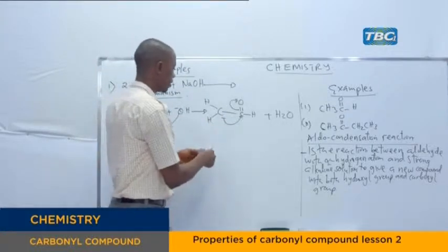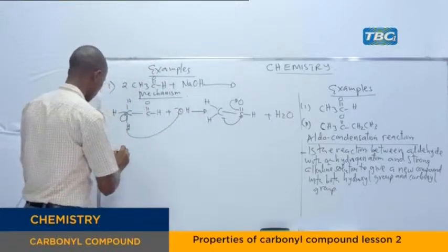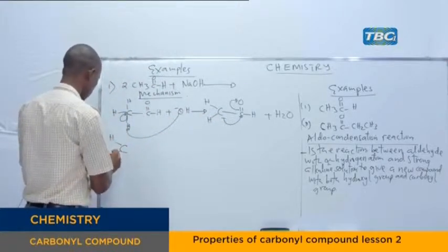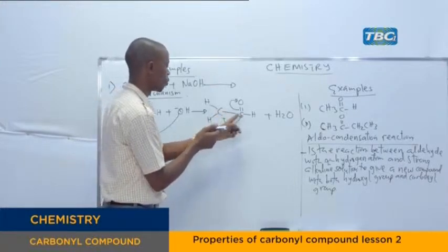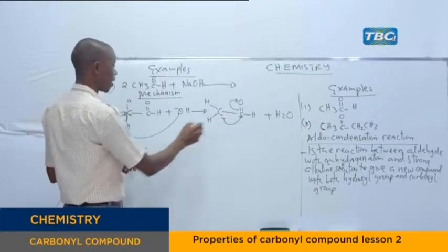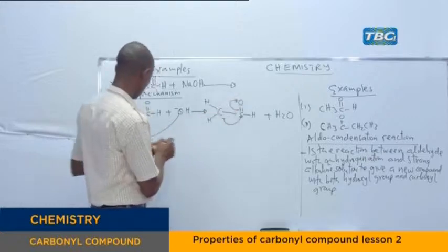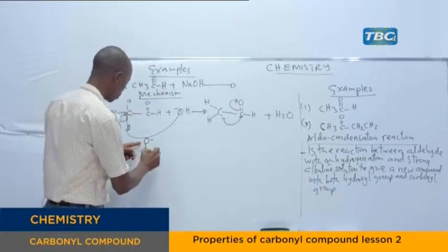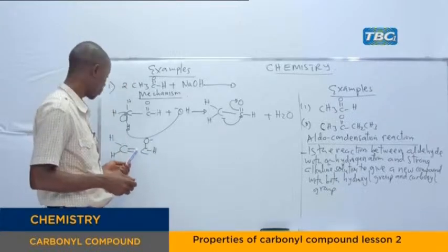So when this happens, this compound here will be as follows. Here it will remain positive, negative, a double bond will be established there between this carbon, and that one electron comes here to become negatively charged with hydrogen. So this is an anion. It is called enolate ion.